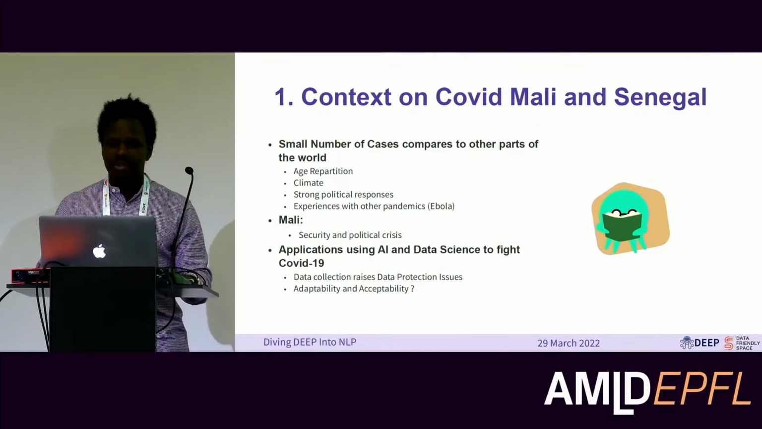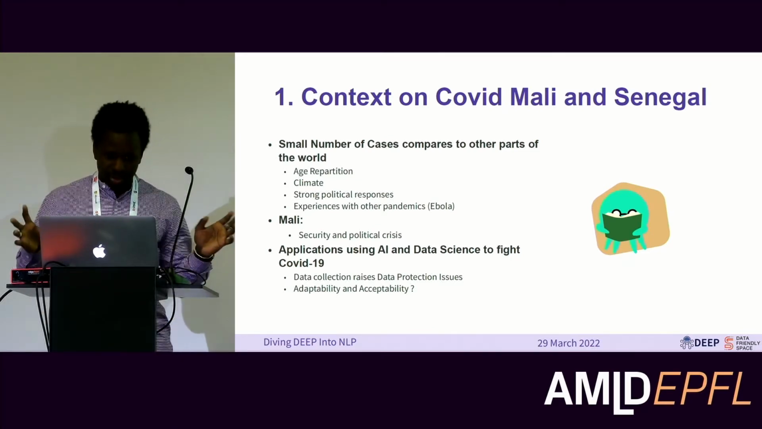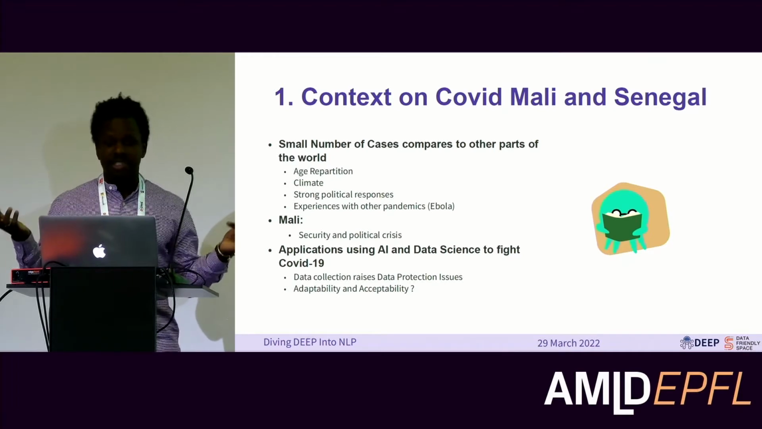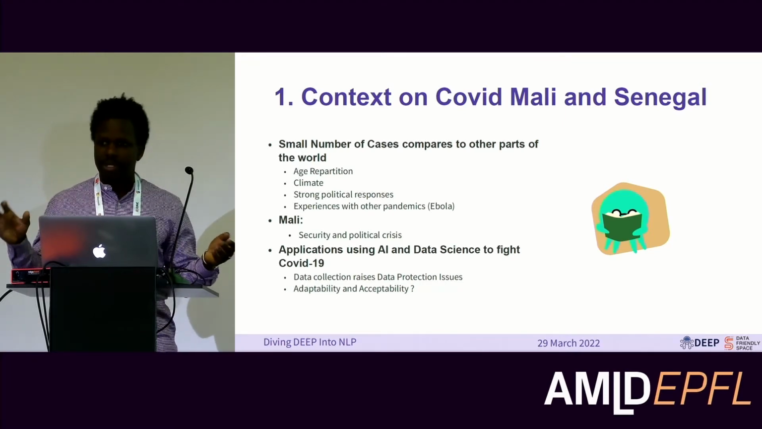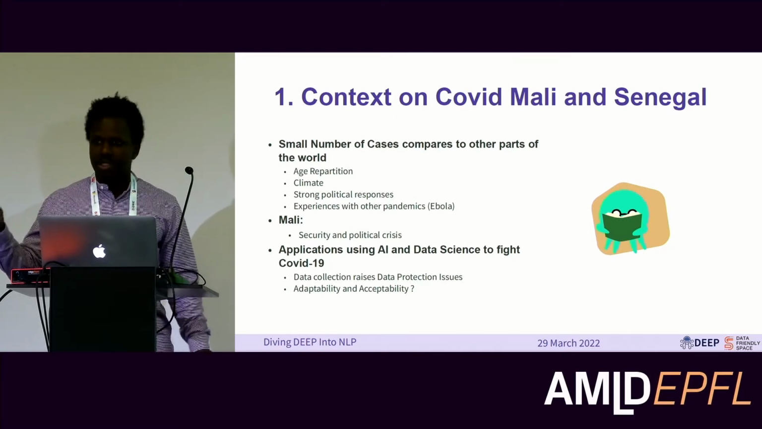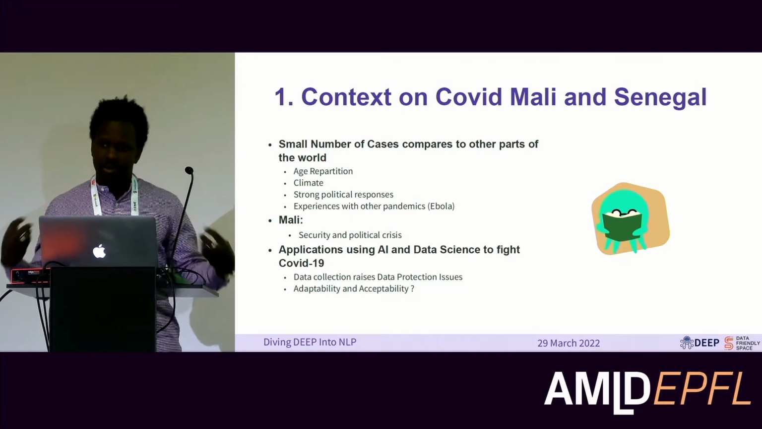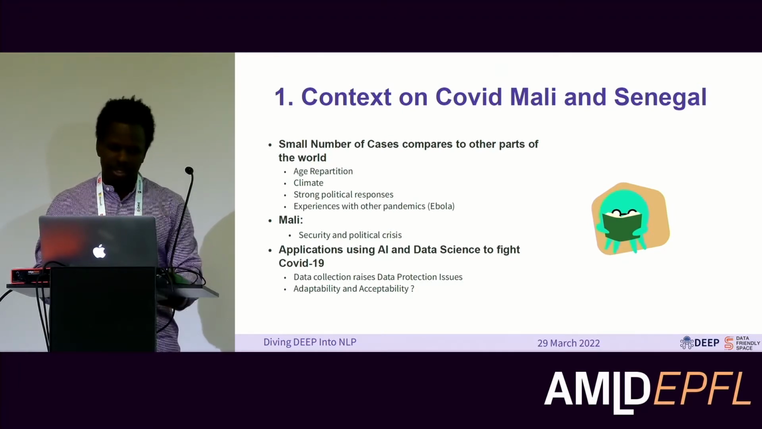In Mali, there is also another humanitarian context. There is a security and political crisis. We have a lot of jihadism attacks all over the country. So in this context, the application of AI and data science to fight COVID can be really interesting, as it can help locate where to act in priority, even if they have to do small lockdowns. So it can be a really useful thing in those countries.